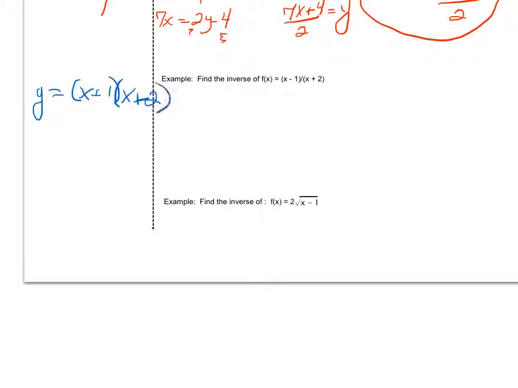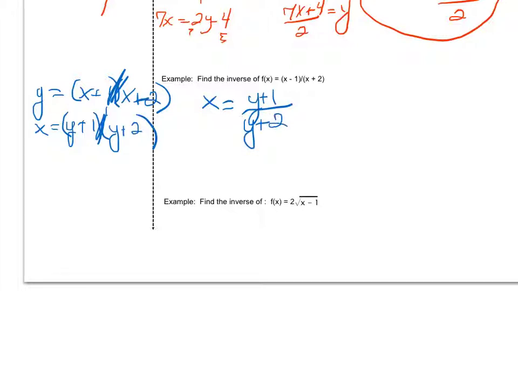times x plus 2. And now I can go ahead and switch x and y around. So x equals y plus 1 times y plus 2. Oh, looking closer, I realize I wrote that wrong. There's supposed to be a division bar in the middle there. So I'm going to rewrite this as x equals y plus 1 over y plus 2. My typing is too small.